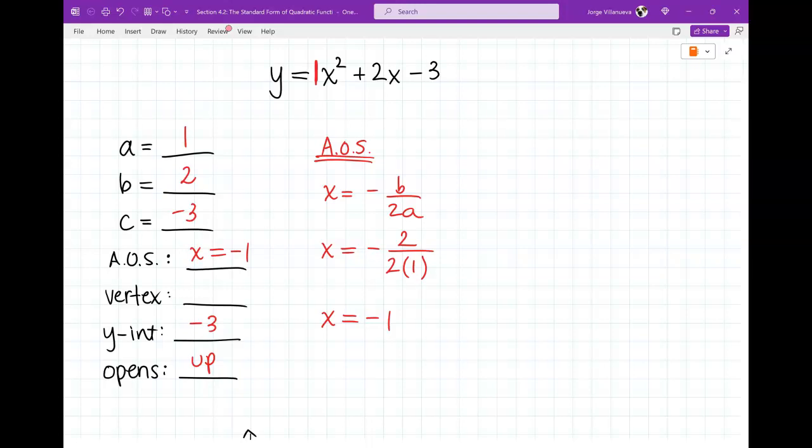Now for the next part, I've got to find my vertex. To find my vertex, I'm going to use my axis of symmetry and plug it into my equation, and from there I'll be able to find my y value. Remember, the vertex is going to be a point. I'm going to write it down here. I'm going to put my negative 1 right there for the vertex.